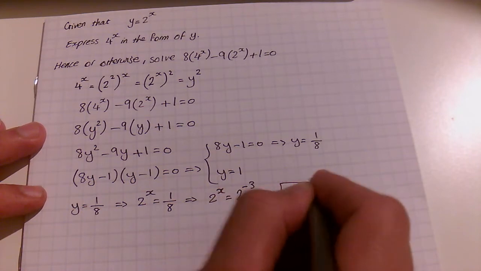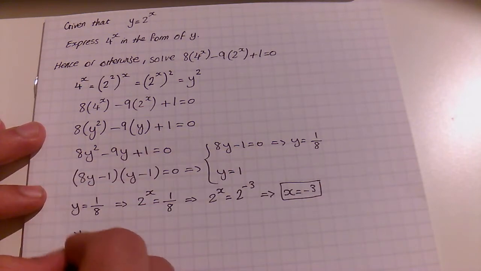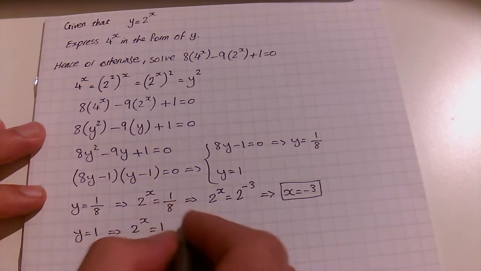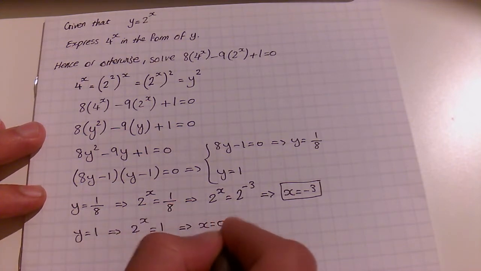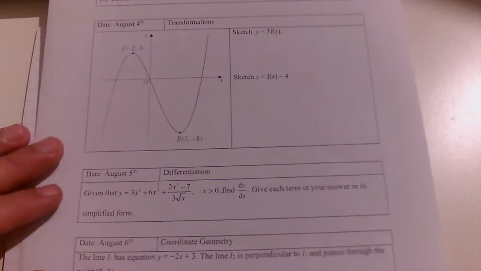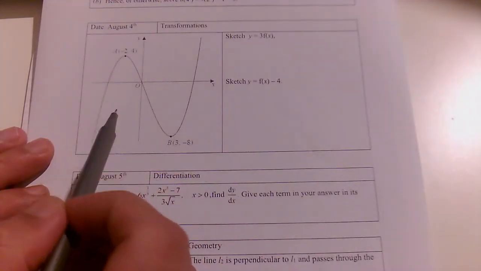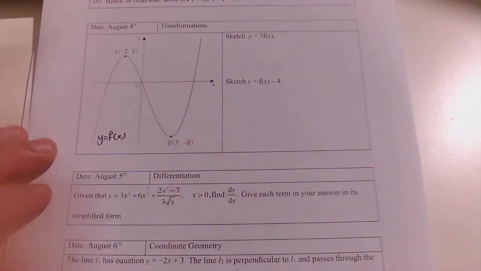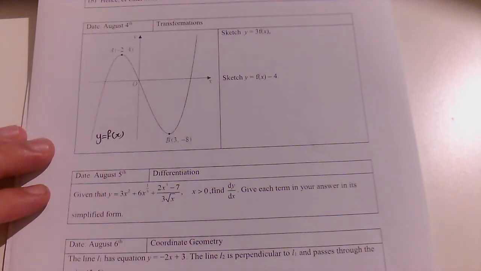So when y is equal to 1 over 8, we know that y is 2 to the x. 2 to the x is 1 over 8, which means 2 to the x is 8, which is 2 to the power of 3, so it becomes 2 to the minus 3. Therefore, x is minus 3. Another option is where y is equal to 1, which means 2 to the power of x is equal to 1. Anything to the power of 0 is 1, therefore x is equal to 0.